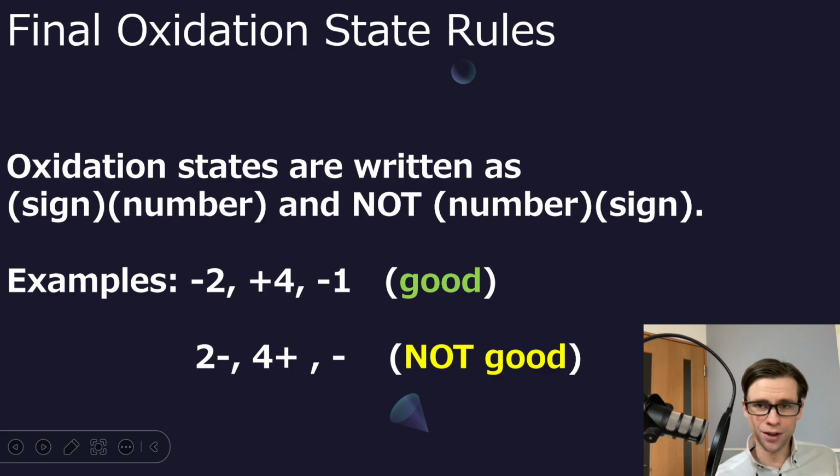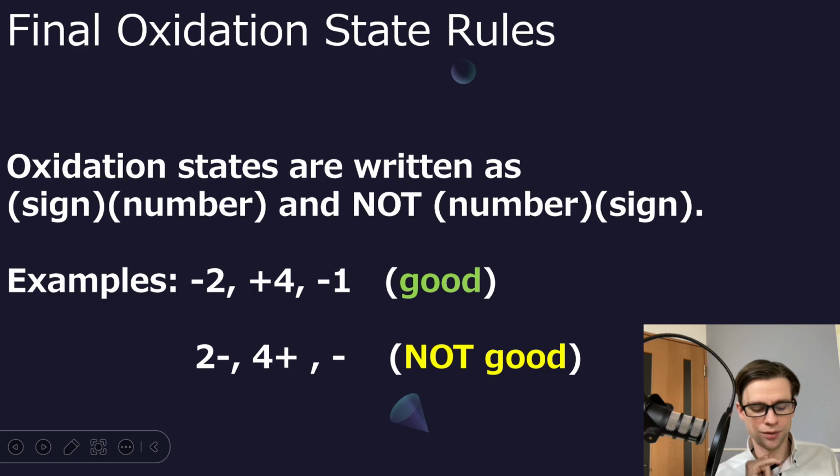Then a final rule, very important. Oxidation states are written as a mathematical sign, plus or minus, then a number, 1, 2, 3, 4, whatever. Not as number and then sign. And I know this is confusing because when we write just a chemical formula or an ion in nuclear notation, we do write number and sign, right? 2-, 3+, or even just a minus and a plus sometimes without the number. That's not how we write oxidation states officially.